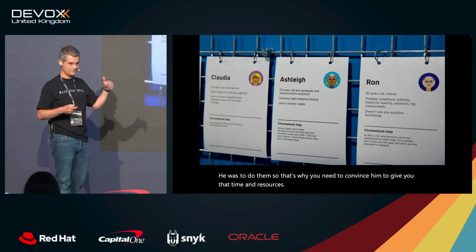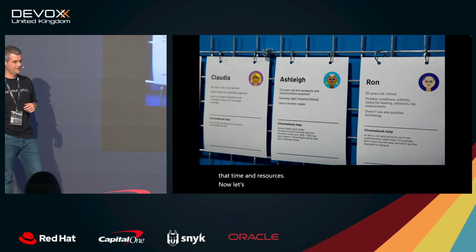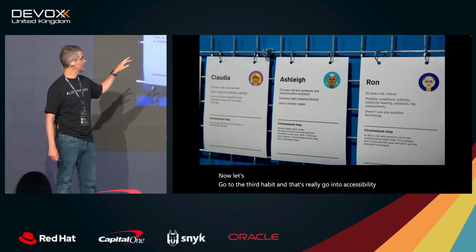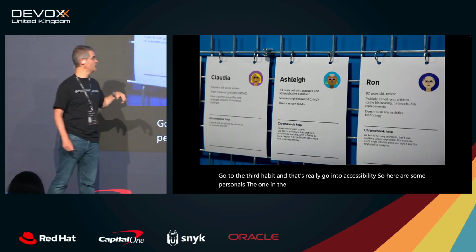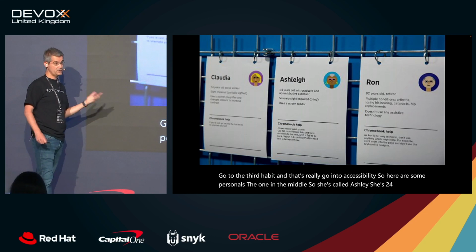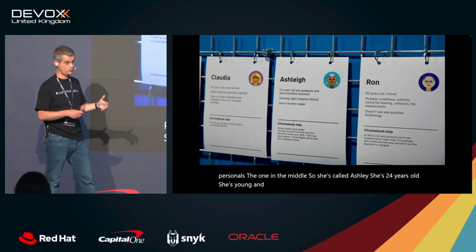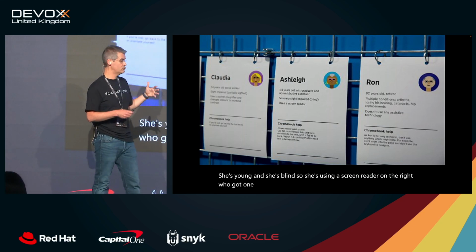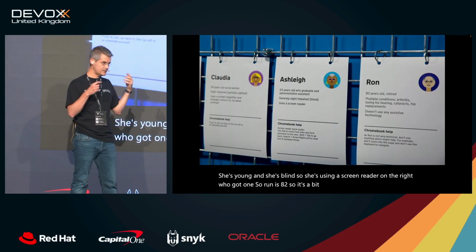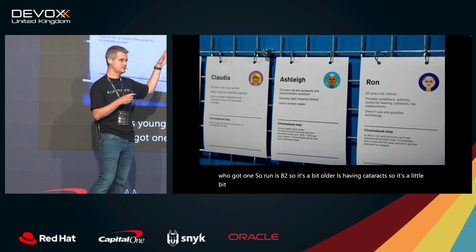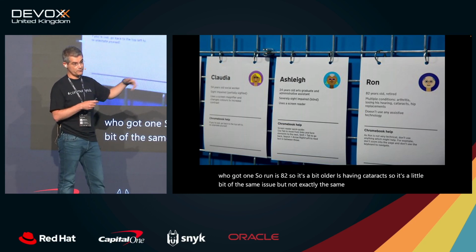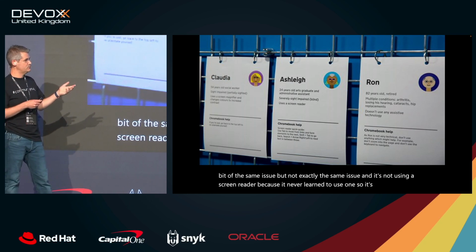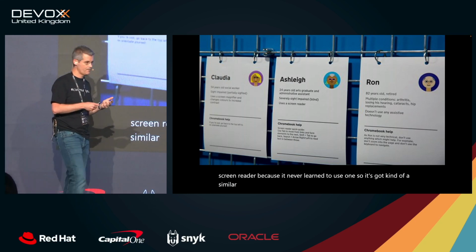Now let's go to the third habit, and let's really go into accessibility. So here are some personas. The one in the middle, she's called Ashley. She's 24 years old. She's young and she's blind, so she's using a screen reader. On the right, we've got Ron. So Ron is 82, so he's a bit older. He's having cataracts. So it's a little bit of the same issue, but not exactly the same issue. And he's not using a screen reader because he never learned to use one. So he's got kind of a similar issue, not solving it the same way.